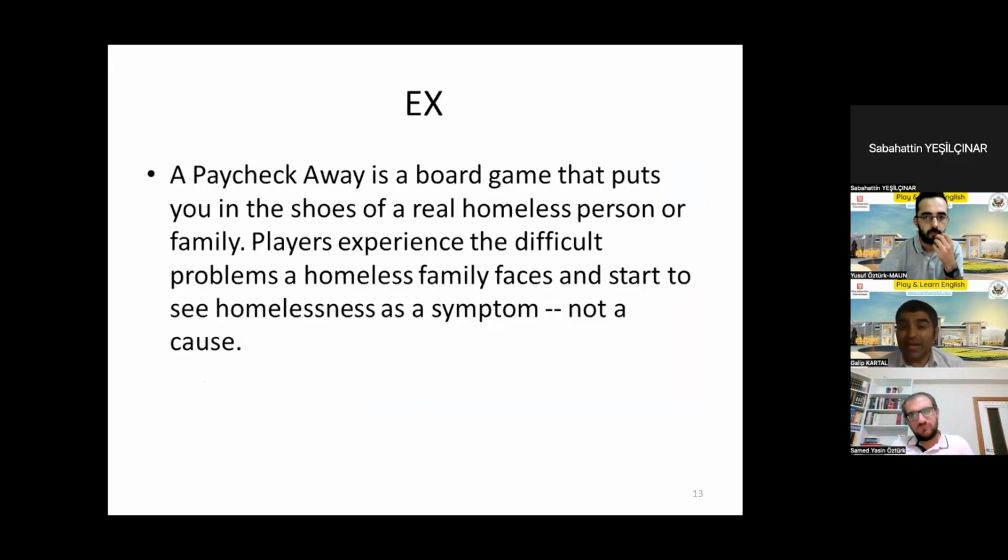Another game is A Paycheck Away. It is a board game, and it puts you in the shoes of a real homeless person or a family, and players experience difficult problems a homeless family faces and start to see homelessness as a symptom, not a cause. When you have a mechanic like this, you allow your students to focus on a part, and it also allows your students to follow something. That's why when you gamify something in the classroom, you need the mechanics.